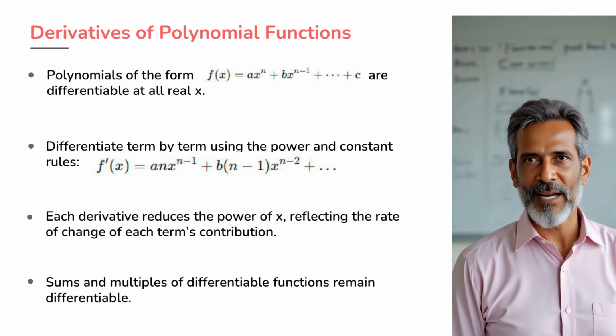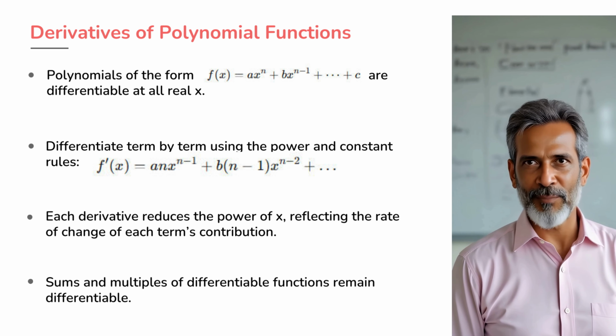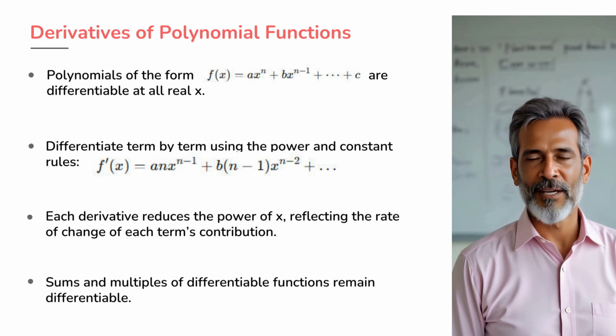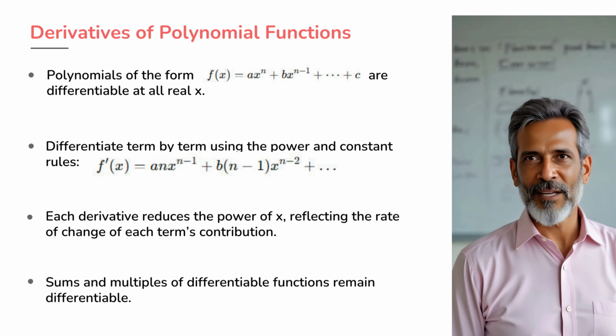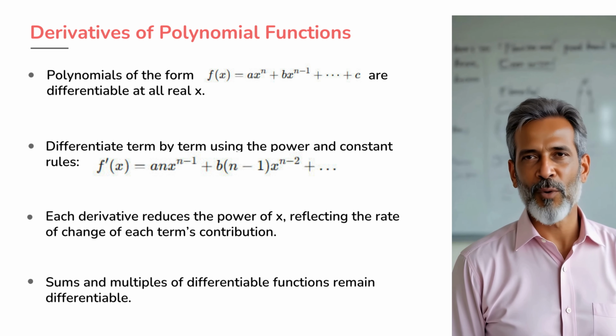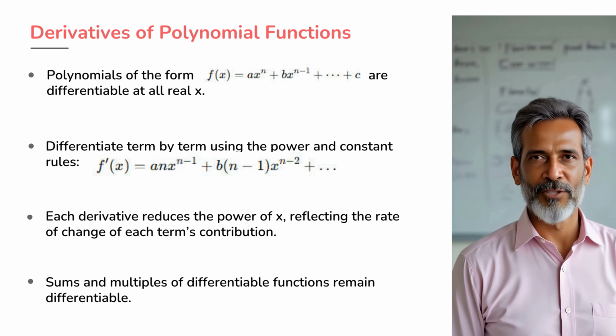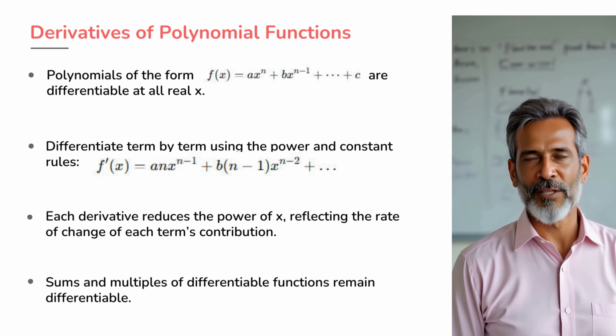Take a polynomial like f of x equals a x raised to the n plus b x raised to n minus 1 plus and so on until plus c, where a, b, and c are constants. Polynomials are differentiable at every real x, which means we can find their derivatives everywhere without trouble. The way to differentiate such polynomials is term-wise. Differentiate each term separately using the power and constant rules we just discussed.